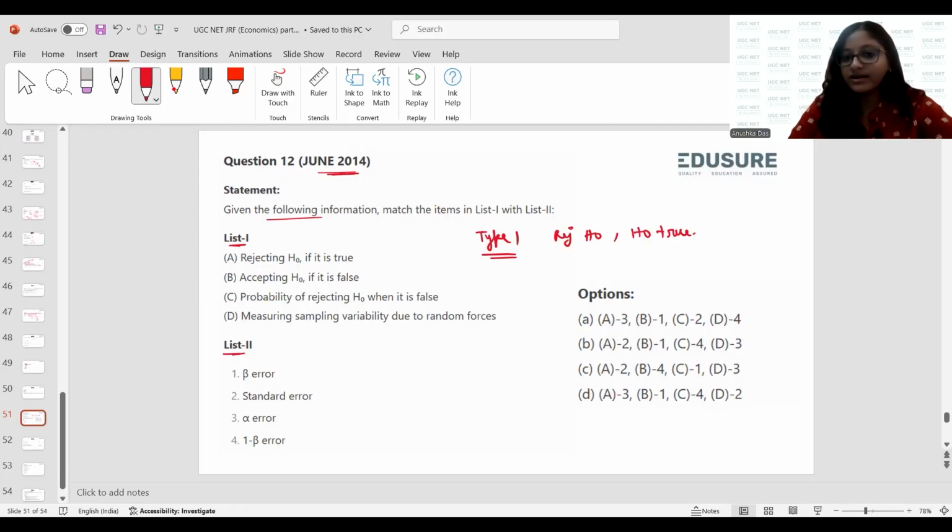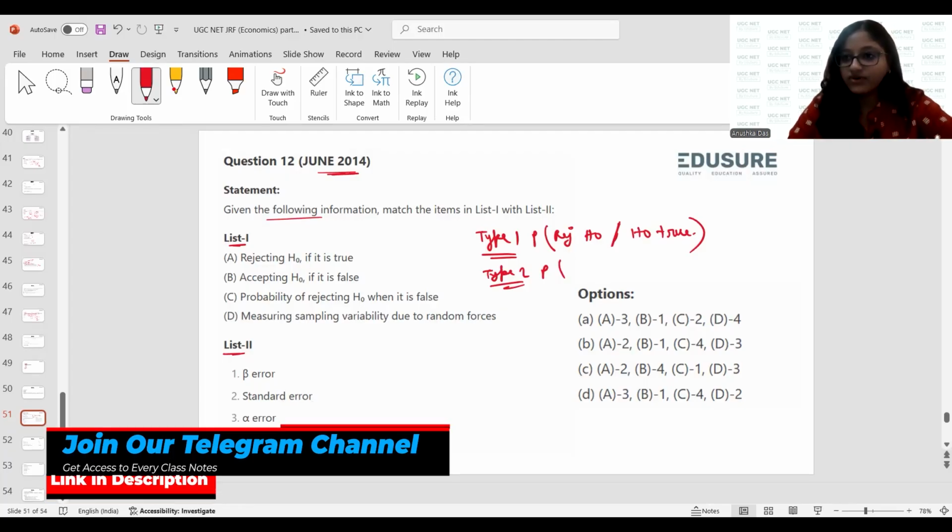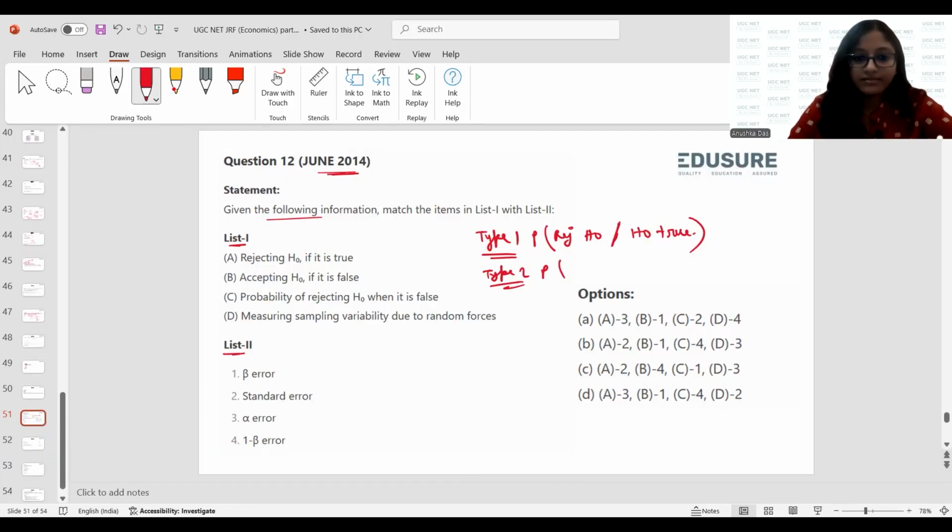So what is type 1 error? It is simply the probability of rejecting H0 when H0 is true, or given H0 is true. That is the type 1 error. And type 2 error means failing to reject H0 when it is false. So basically accept H0 given that H0 is false. So these are the 2 things that you have to remember.